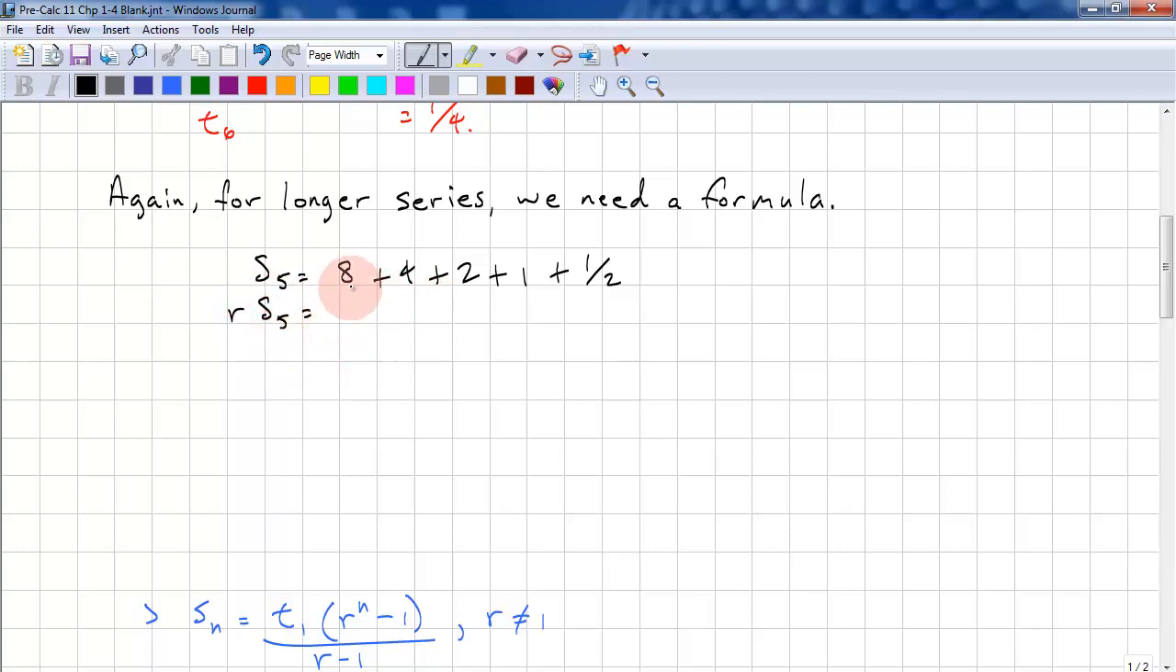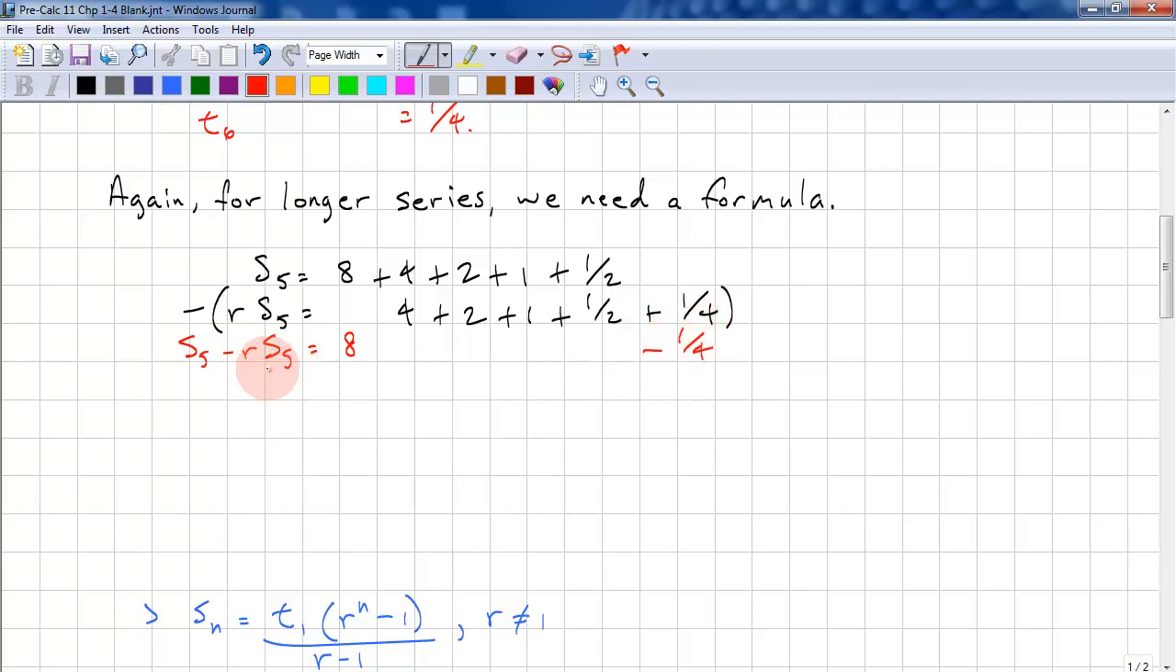So if we're multiplying this by 1/2, we get 4. This by 1/2, we get 2, and so on. And we end up with this times 1/2, that's 1/4. So what we're going to do is subtract these two. So we get S5 minus r S5 and 8. 4 minus 4, that cancels out. 2 minus 2, that cancels out. So all these are going to cancel out except for this quarter. So we have minus 1/4.